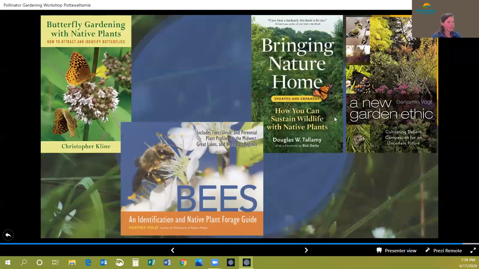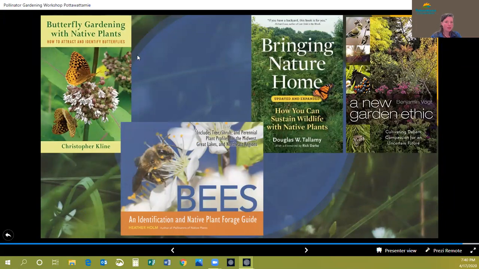These are some of the books that I have read recently that I thought were really good. Butterfly Gardening with Native Plants, and these are written down in the documents that we sent you, so if I go through them quickly and you don't get their names written down, that's fine. Take a picture, but they're in the document.